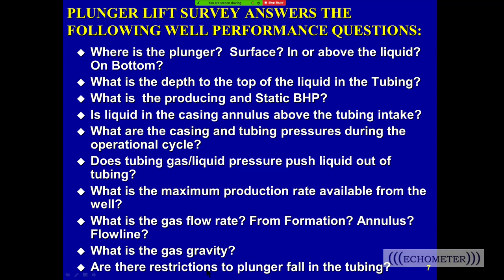And when there is a restriction, like a downhole choke, that reduces the cross-section of the tubing, that's likely to stop the plunger, and we can see when the plunger stops. So we'll see all those kinds of things when we talk about the data.